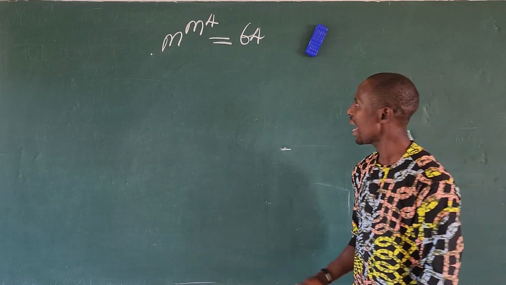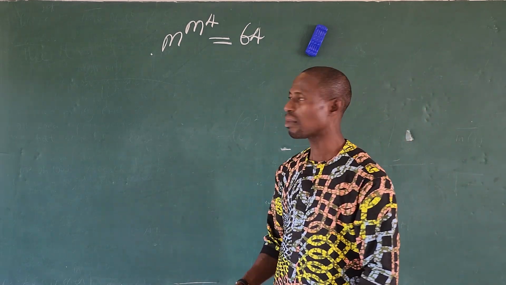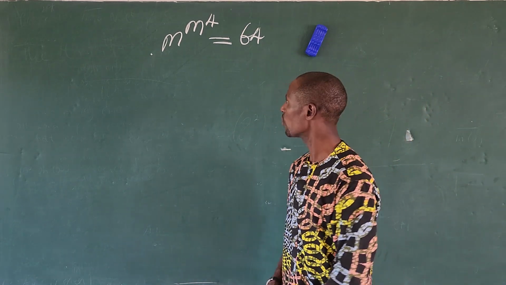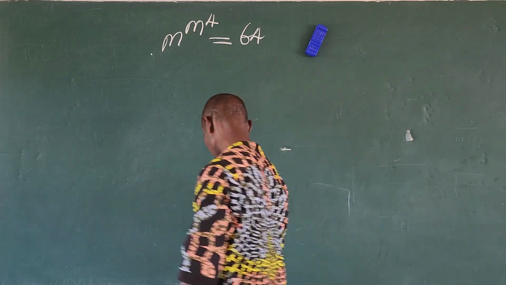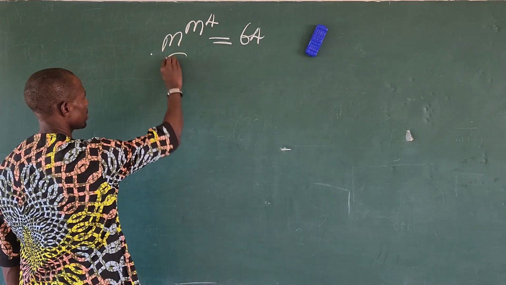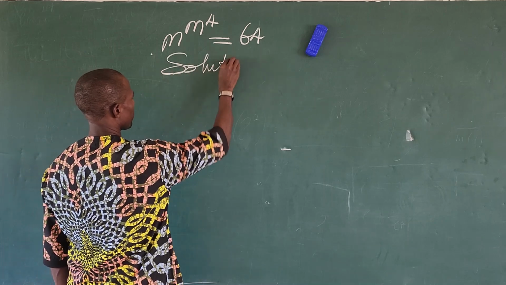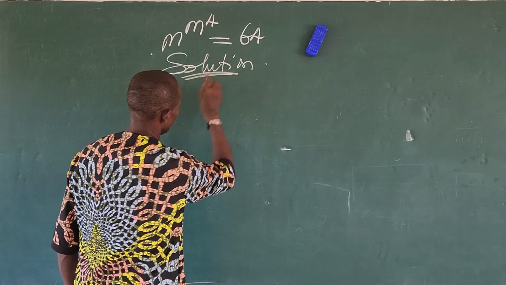So the question is m to the power of m, raised to the power of 4, equal to 64. What is the value of m here? So let's go into today's challenge. We take the solution first.